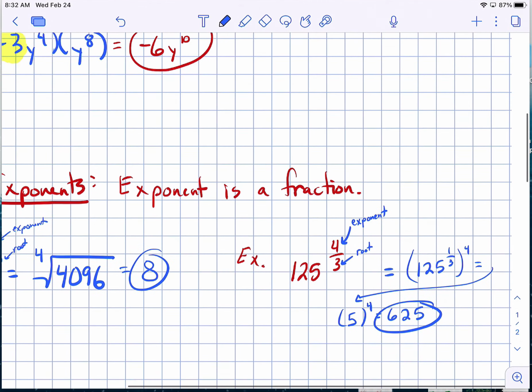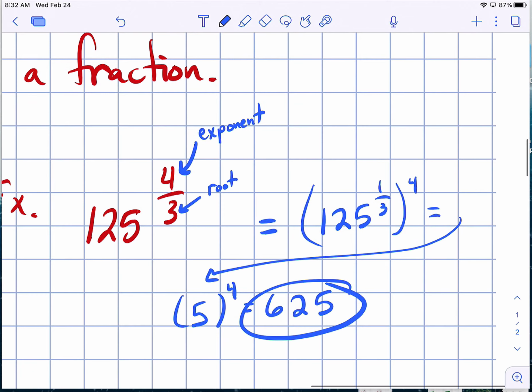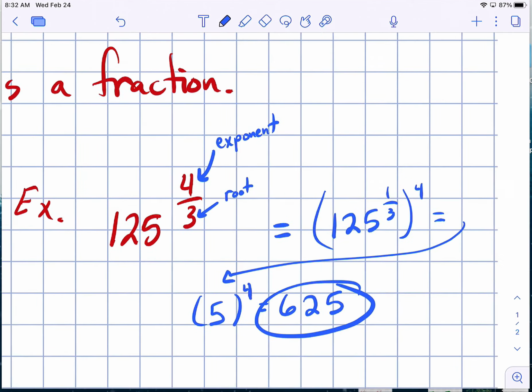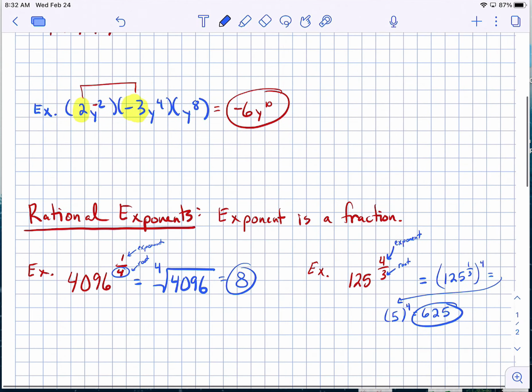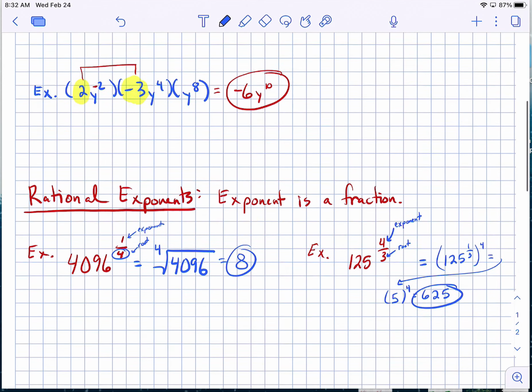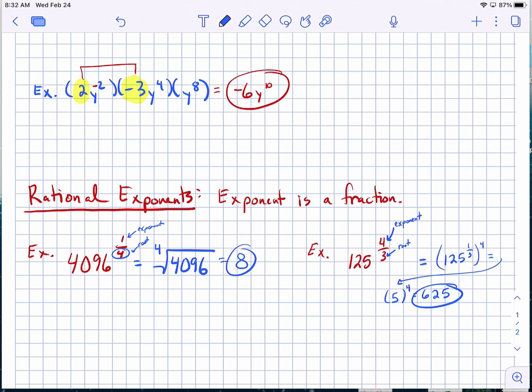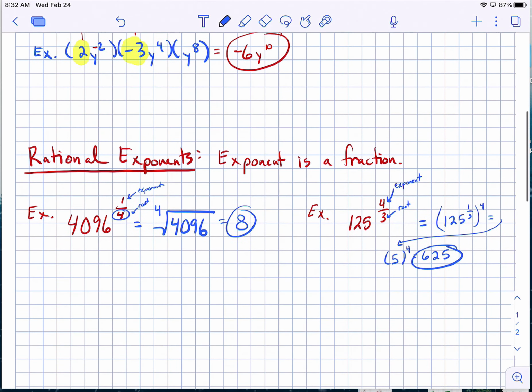If the top number is something else besides the 1, like this one, like a 4, then we still use the denominator. We find the root, like this one was the 3rd root, and then whatever that numerator is, that's what we're going to use for the exponent in the end, okay? So if you have trouble with that, especially with calculator stuff, please let me know, and I can help you get that figured out, because you're going to want to use a calculator for those. All right, good luck.